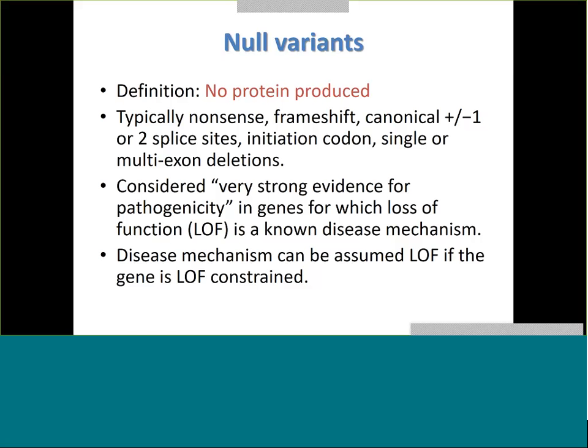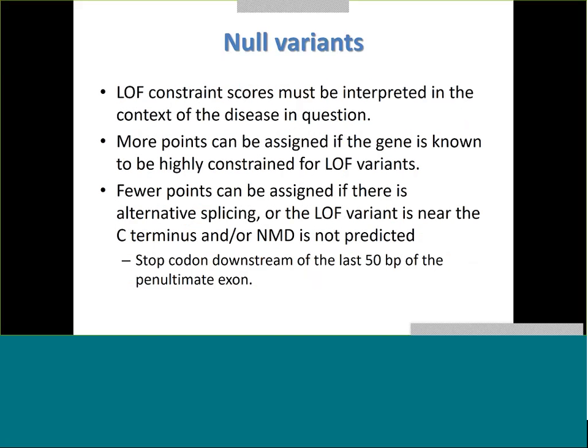But the disease mechanism can be assumed to be loss of function if the gene is loss of function constrained. So of course, that's something that you need to take into consideration. Loss of function constraint scores should be interpreted in the context of the disease in question. So if it's a condition that tends to have later onset in life, after someone may have already had their children, there'd be less chance of seeing gene constraint versus a severe pediatric onset disorder. And you can assign more points if the gene is known to be highly constrained for loss of function variants.